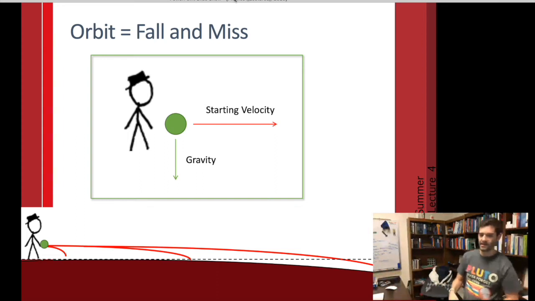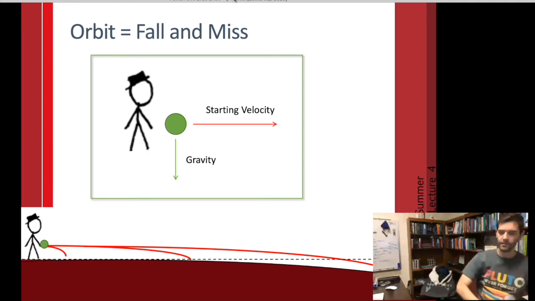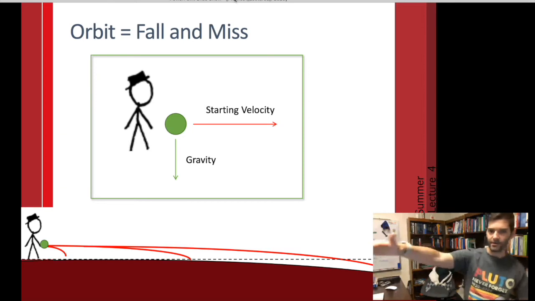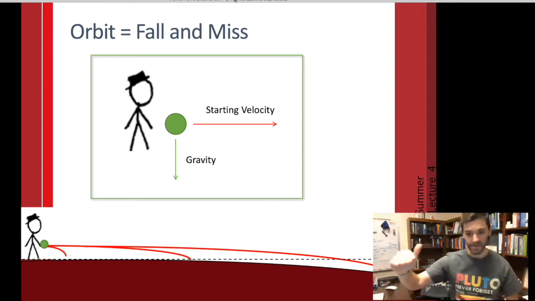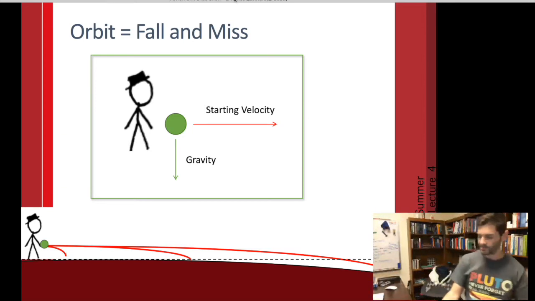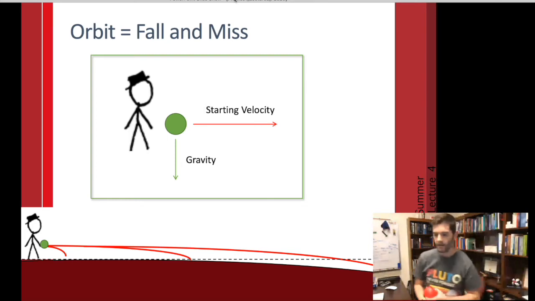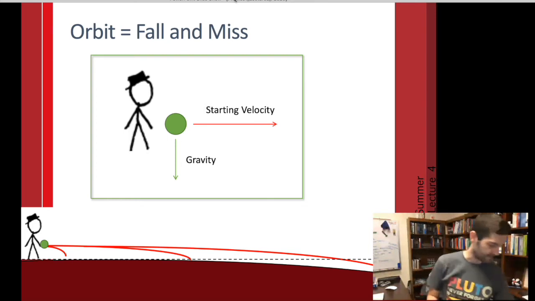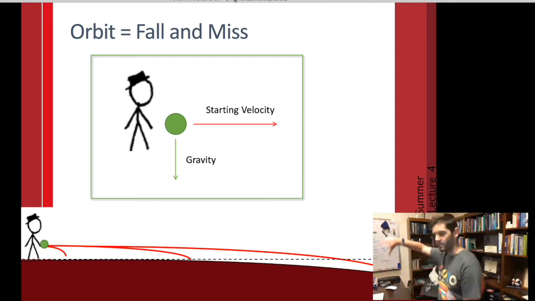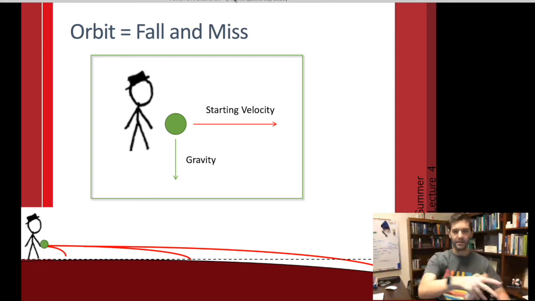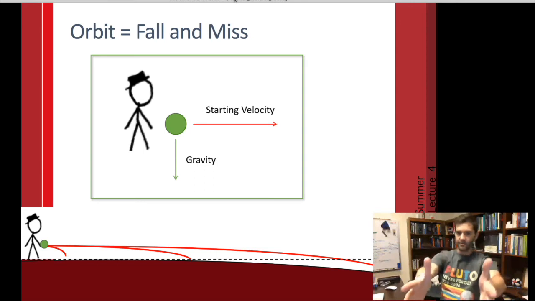Now suppose I go outside where there's nothing in my way and I throw it even harder. It will travel even farther before gravity eventually pulls it down and it falls and hits the ground. Now suppose I had the arm of Superman, and I could throw the apple with such incredible speed that it just kept sailing out horizontally. Gravity would eventually start to pull the object downward.